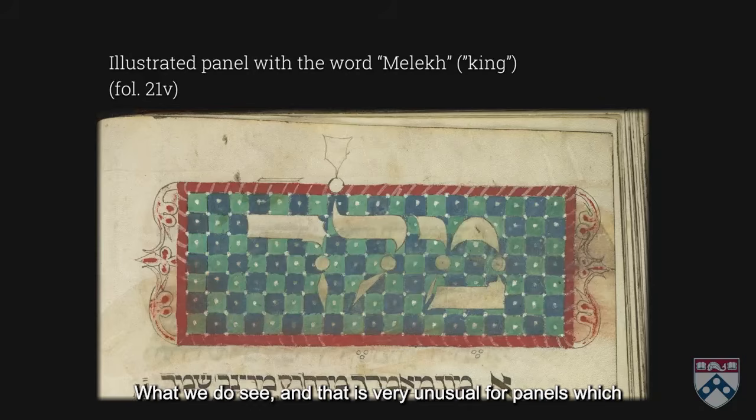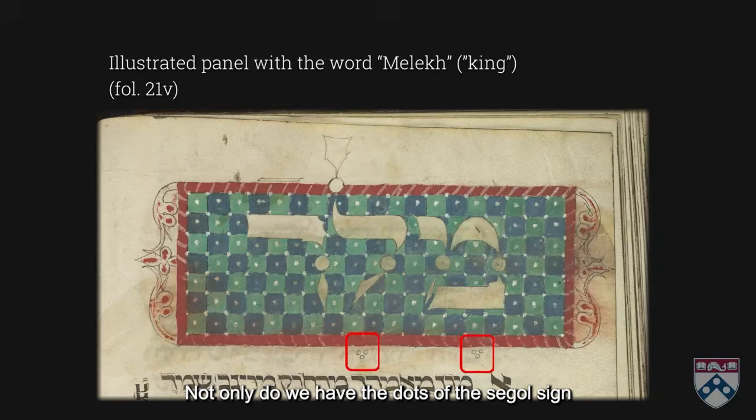What we do see, and that is very unusual for panels which exist in a lot of other manuscripts, is that the vowel signs are again part of the decoration. Not only do we have the dots of the segol sign underneath the panel, we also have on the top of the panel a line for the rafeh, the line that says this last consonant is not a k but a ch, and that we don't see in any other manuscript. Apparently this scribe really was fond of vocalization.